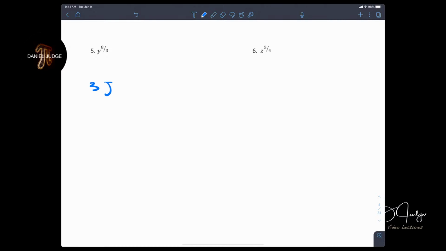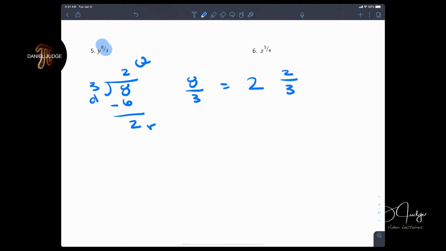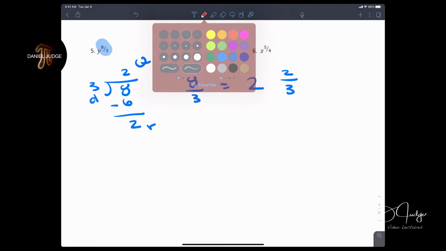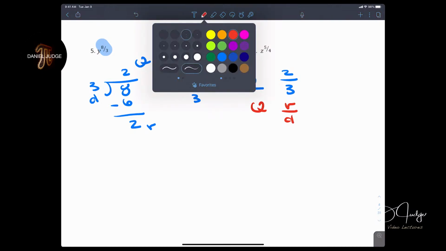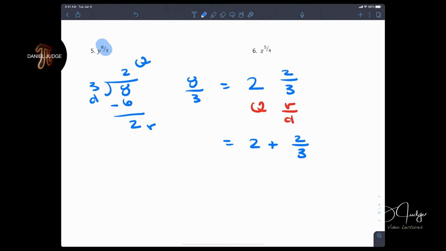8/3. 3 goes into 8. So we're going to look at this power here. 3 goes into 8 twice. 2 times 3 is 6. Subtract, remainder 2. So 8/3 is written as, let's take a look. Okay, here we go. Sorry about that. We're converting to a mixed number. Quotient, two plus 2/3. Okay, because this is really what a mixed number is, a whole portion plus a fractional portion.